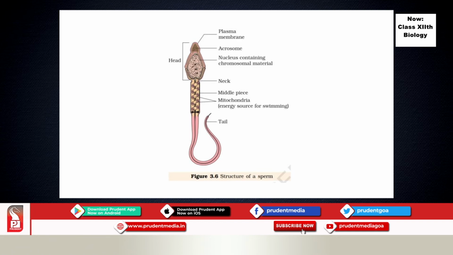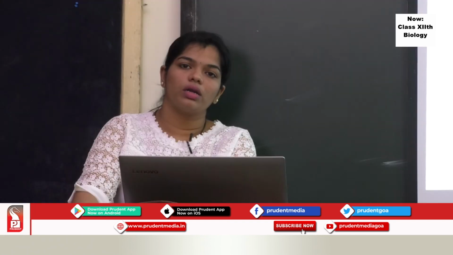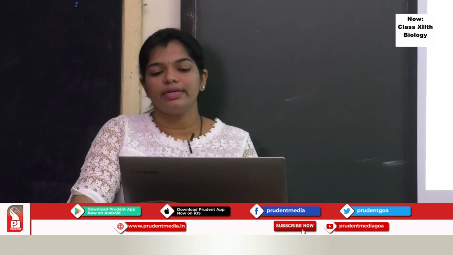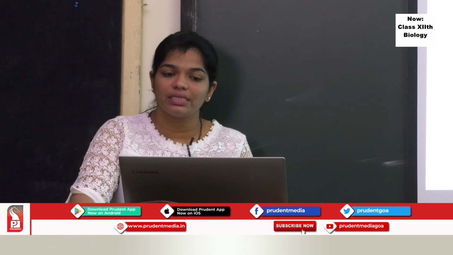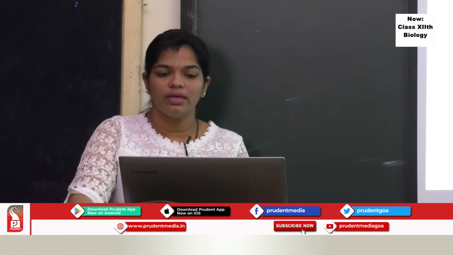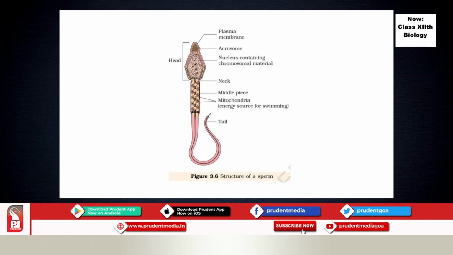Structure of sperm, very important, students. When you draw this, please draw a proportionate diagram. Now if you draw a head which is longer or taller than the tail, then the diagram is incorrect and you will lose marks there. Please see the proportion. The head, then the middle piece, and this is the tail. The tail is the longest part of the sperm, okay.